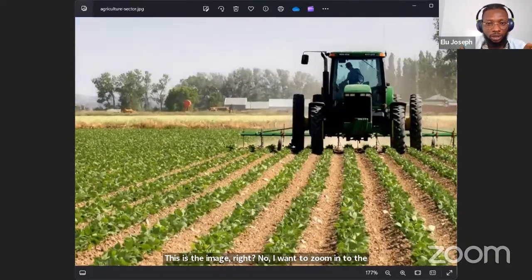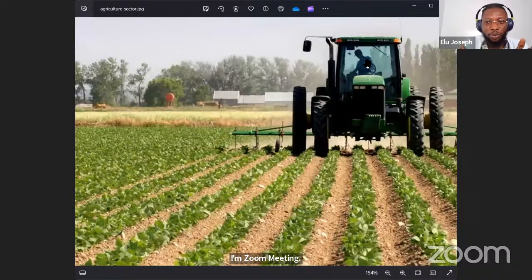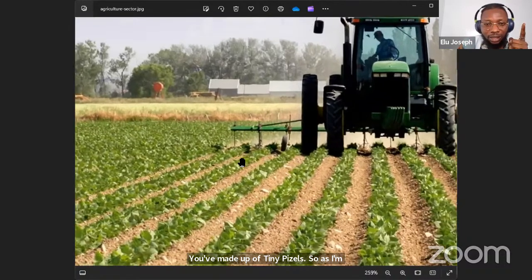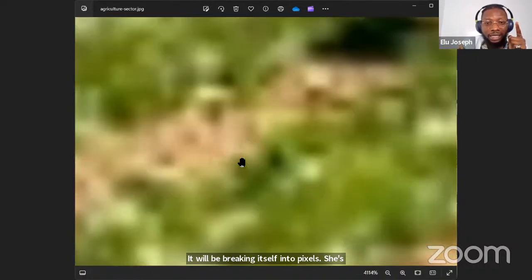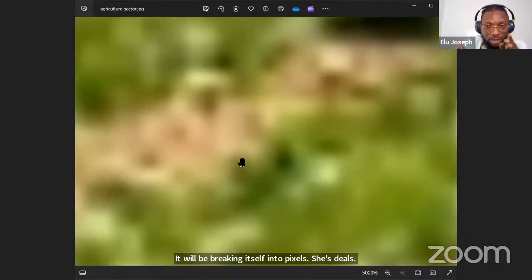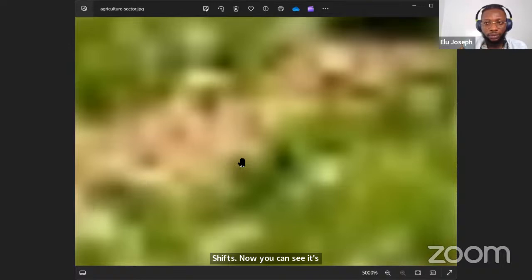I'm zooming in. Remember I said this image is made up of little tiny pixels. So as I'm zooming in, it will be breaking itself into pixels. Before you know it, you start seeing shapes. Now you can see it's all blurred out. This is a raster type of image.